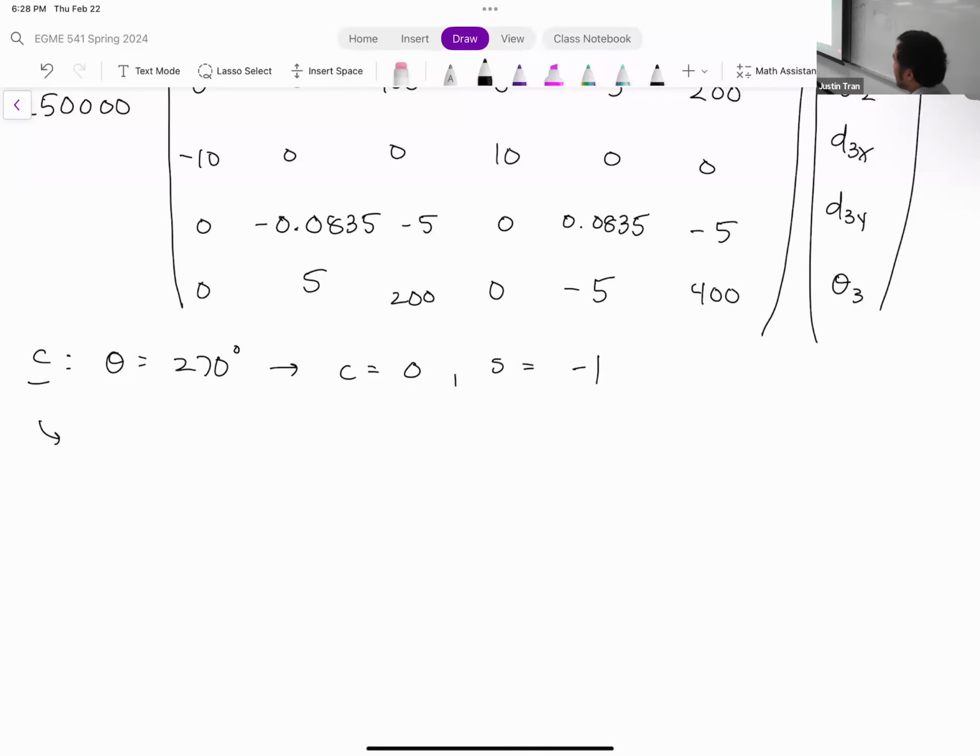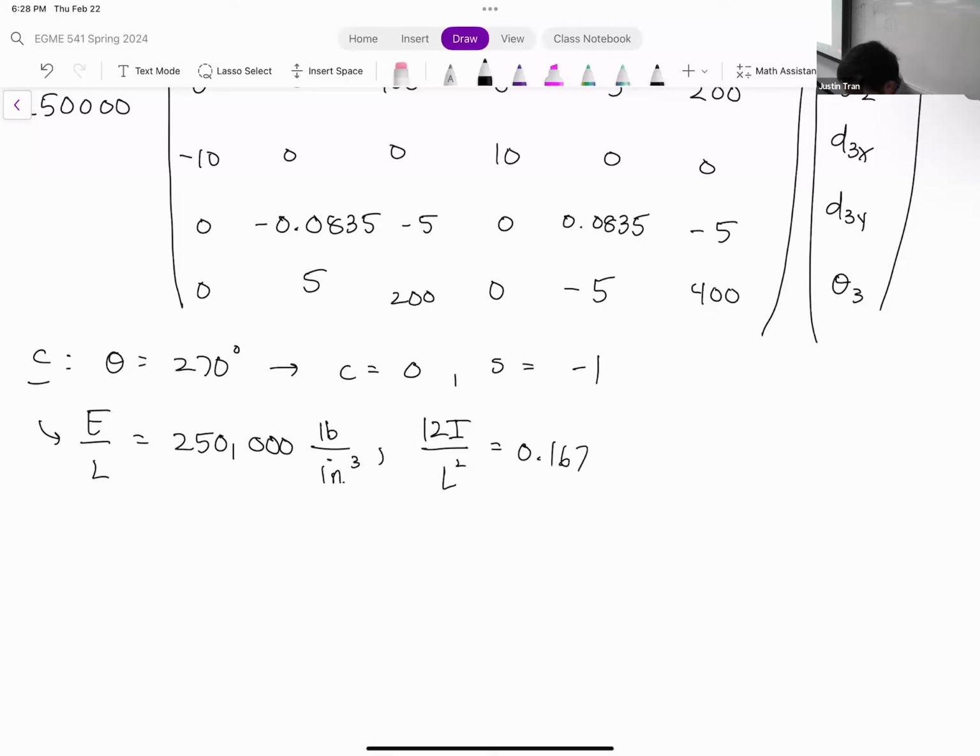Just like we did before, let's pre-multiply a lot of these factors so we can just plug it in. We have E over L. E over L is 250,000 pounds per inch cubed. We have 12I over L squared. This is 0.167 inches squared. And 6I over L is 10 inches cubed.